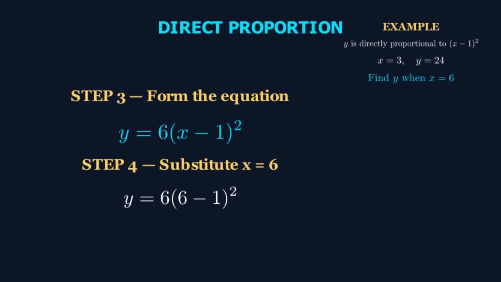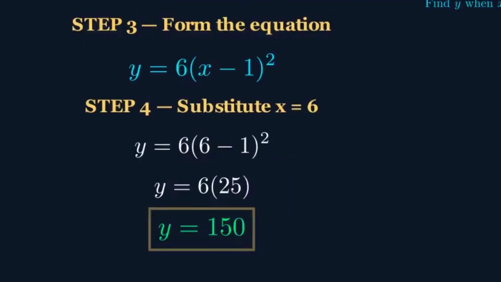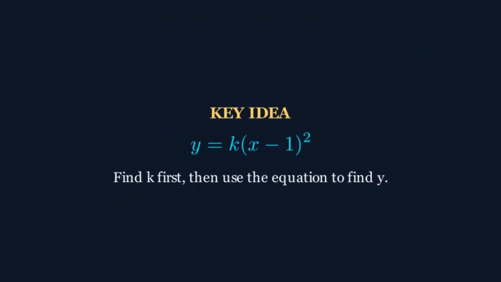Step 4. Substitute x equals 6. Y equals 6 times 6 minus 1 all squared. 6 minus 1 is 5, and 5 squared is 25. So, y equals 6 times 25. Therefore, y equals 150. So, the answer is 150. Remember the key idea. Find k first, then use the equation to find y.